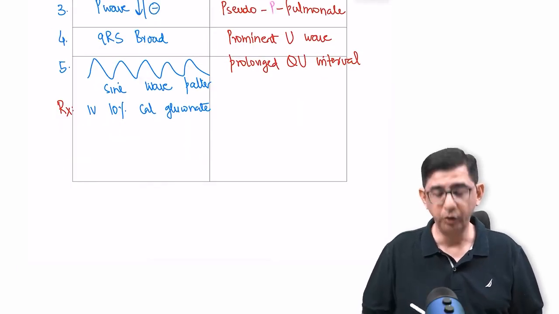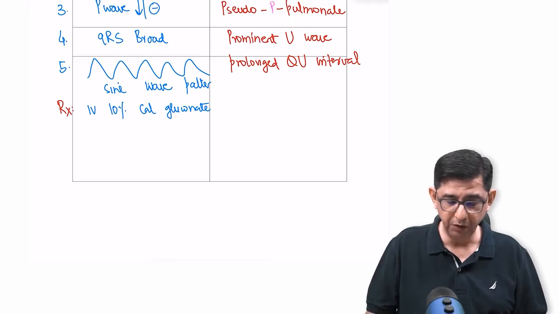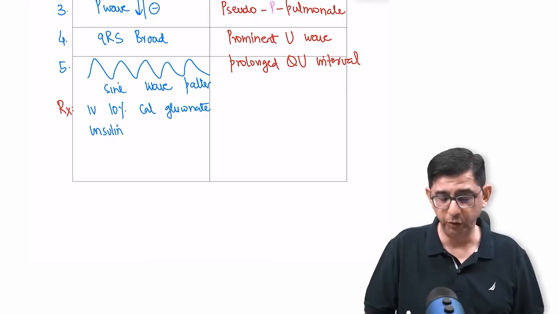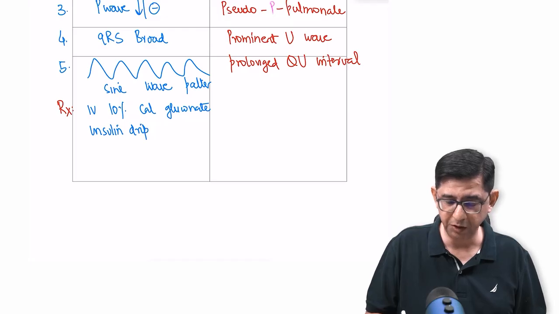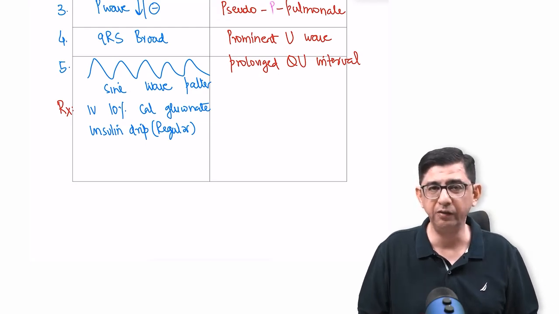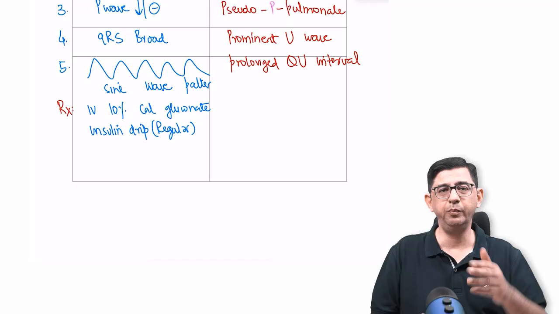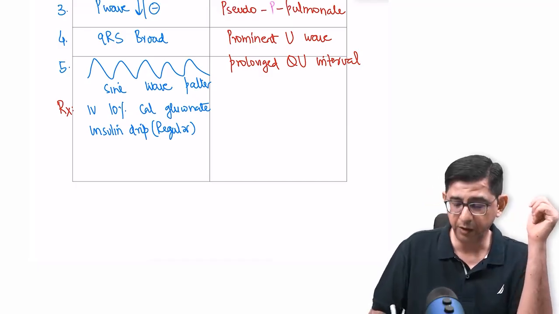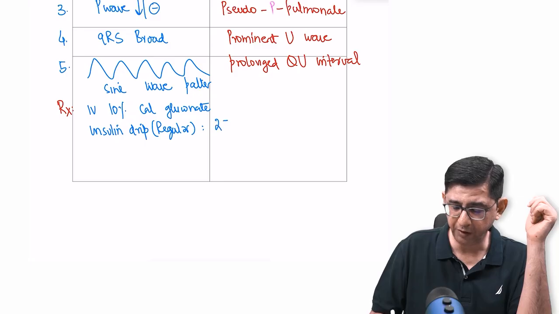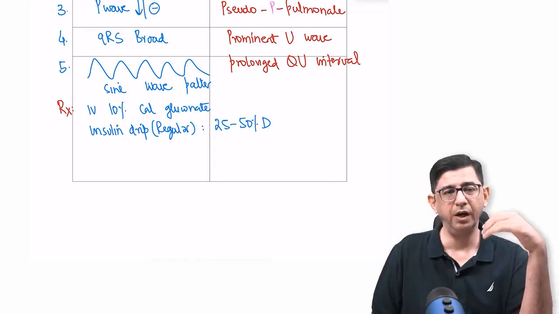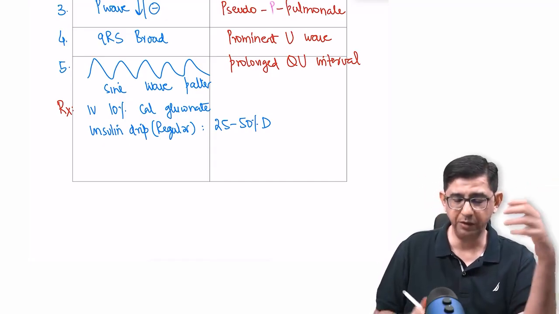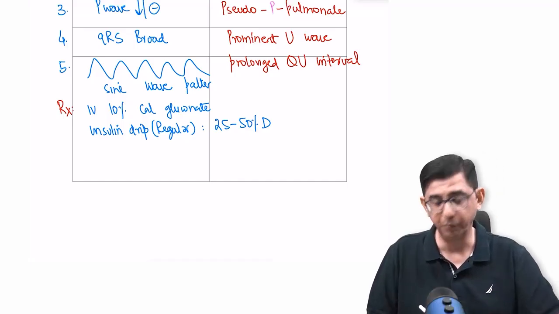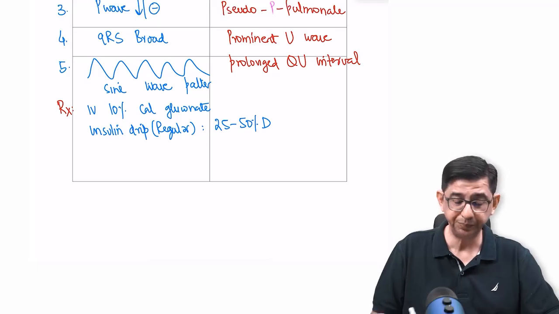The next intervention after this would be to give the person an insulin drip. This insulin drip would be regular insulin, as I've explained to you in the endocrine section also, that in emergency we always use regular insulin. This would be fast acting as well. We'll give it intravenously, and what it will do is send potassium inside the cells. This insulin drip is usually made in 25 to 50% dextrose. That's understandable because we want to prevent the development of hypoglycemia. And when we give this regular insulin drip to the patient, the advantage is that the potassium will start going inside the cells.